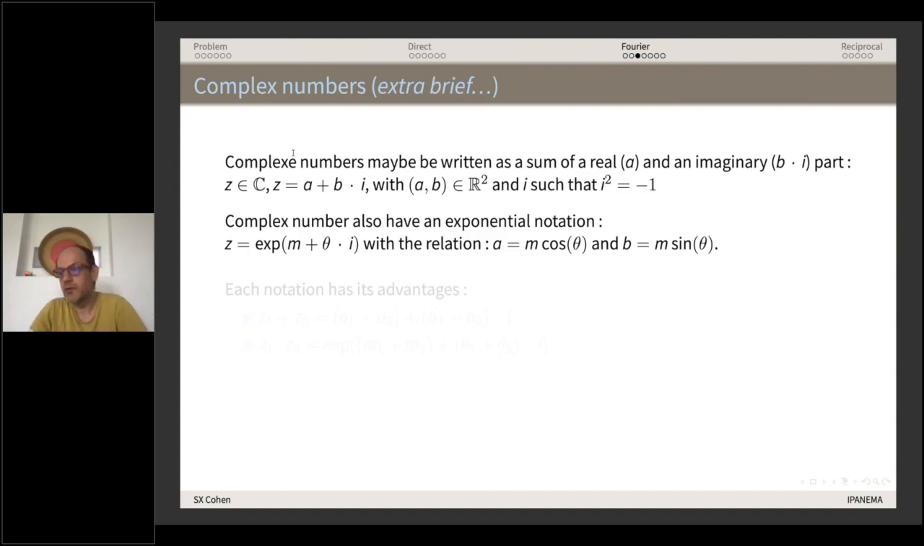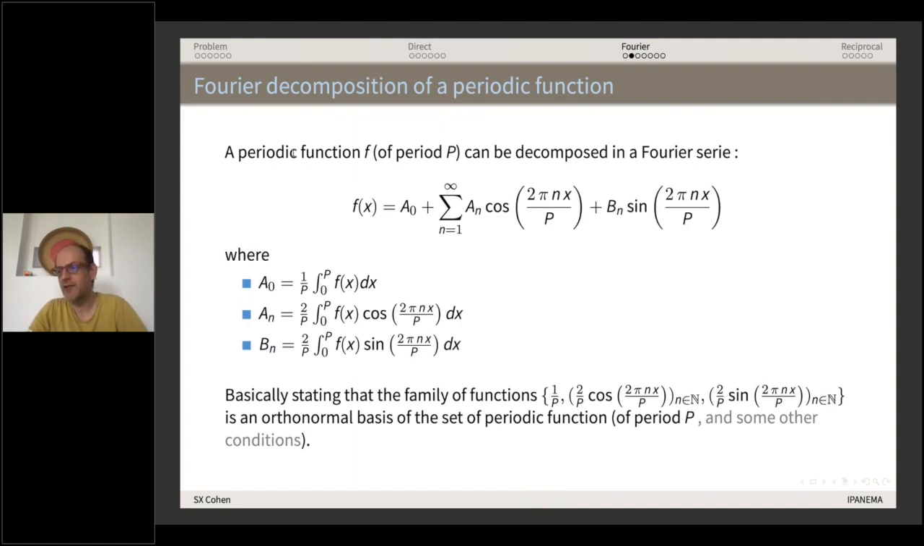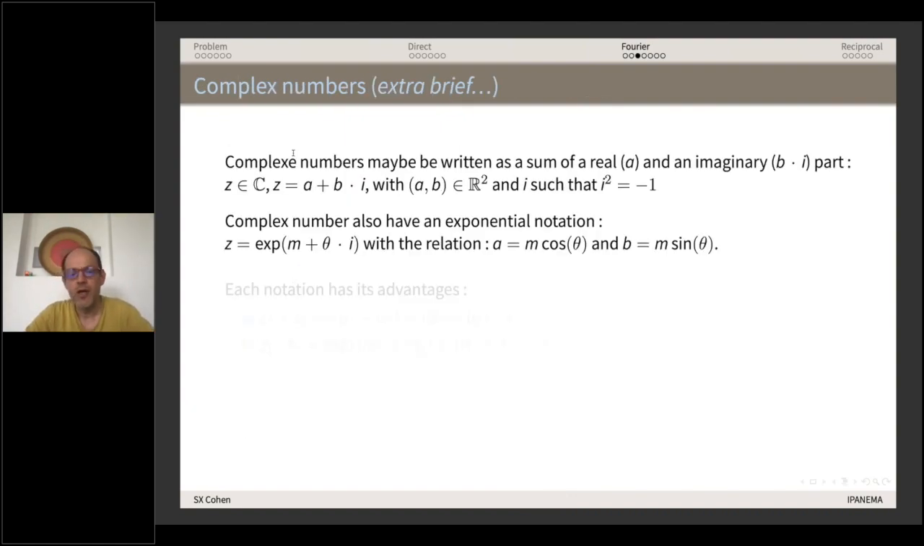Now there is another way of seeing that, and I'll do it in an extra brief way. I guess most of you already know complex numbers perfectly well, but there is an extension of the real numbers, which are the complex numbers. They are made of a real part and an imaginary part. Every complex number, which I call Z here, is the sum of a real part, A, and a purely imaginary part, B times i, B being a real, and i being a number such that its square is equal to -1.